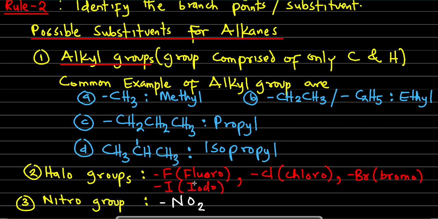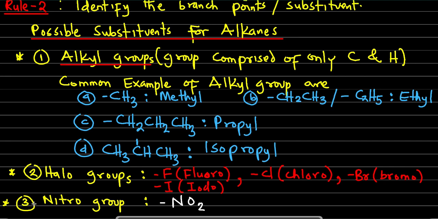Now, the possible substituents commonly found in alkanes, these are the most common. Number one is the alkyl group, number two is the halo group, number three is nitro. Now, what are alkyl groups? Alkyl groups are groups comprising just carbon and hydrogen.